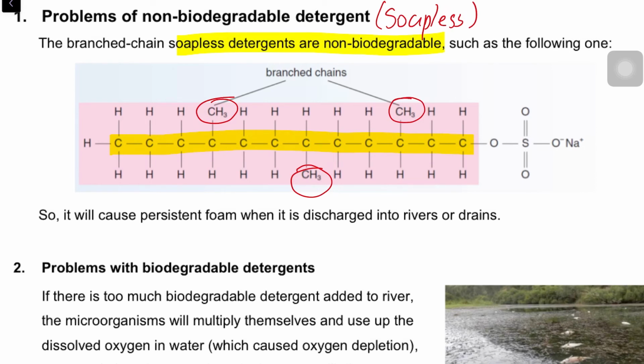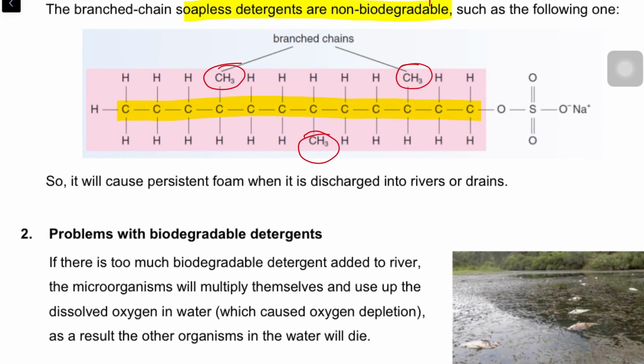So in order to ensure the detergent will be biodegradable, all branches should be removed. Maybe you can see, write it down, no branch will make it biodegradable.